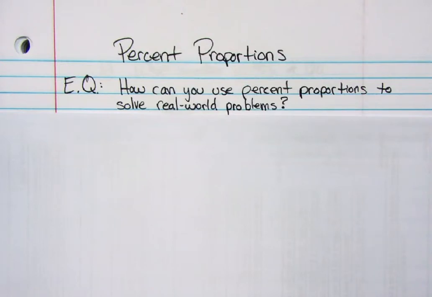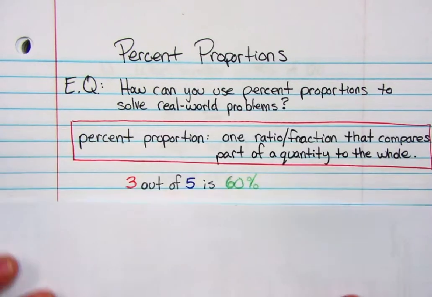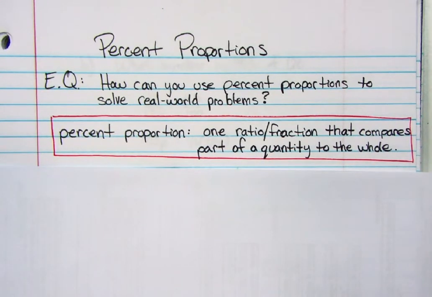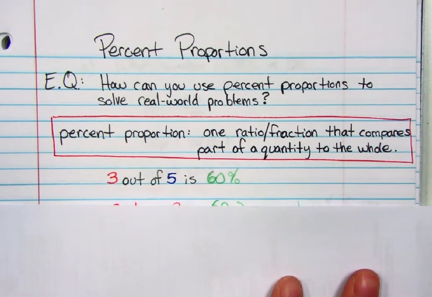All right, today's notes is percent proportions. Okay, essential question, how can you use percent proportions to solve real world problems? All right, so first, you need to know what a percent proportion is. The definition I have here is one ratio or fraction that compares part of a quantity to the whole quantity. Okay, you're going to see an example of that in just a moment. So let's take a look.